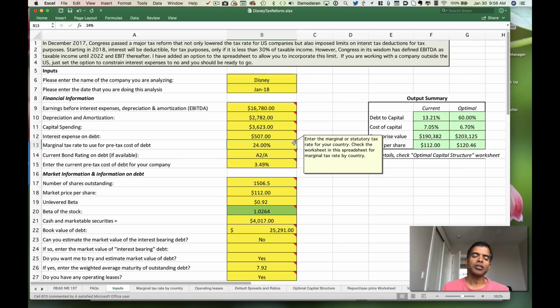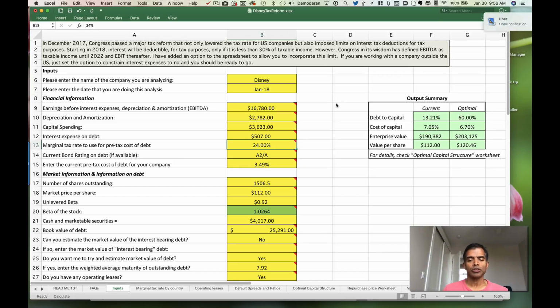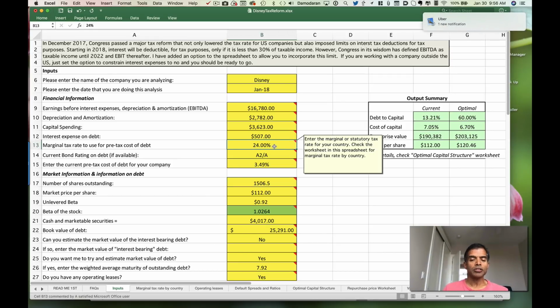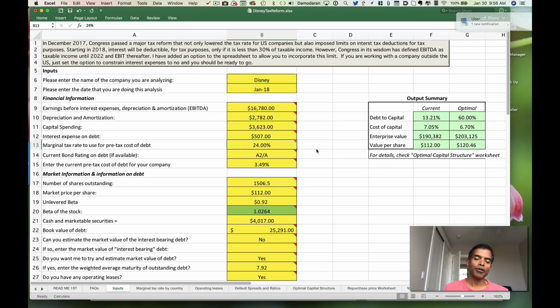Now, for the US, this number has changed fairly dramatically in 2018 relative to what it was in 2017. In 2017, that had been 40%. Now it's about 24%, reflecting the drop in the federal corporate tax rate from 35% to 21%, with state and local taxes added on. Then I ask you whether you have a rating for the company. Now, if you do have a rating, enter the rating.